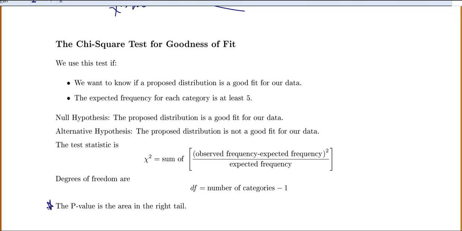Okay, so notice that's interesting. That's different from what we've ever done before. The p-value will always be the area in the right tail. So you no longer have to figure out which tail. It will always be the area in the right tail. Now, when it says the proposed distribution, you can think of the proposed distribution, also sometimes we'll call it our theoretical percentages.